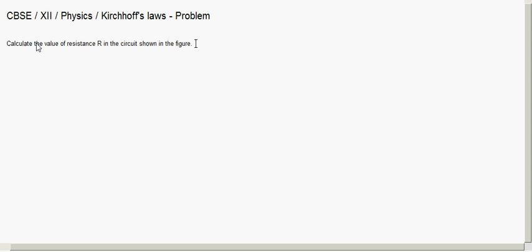What would be the potential difference between points A and B? PD is potential difference between points A and B. First take down the circuit diagram, then we will understand how to proceed.